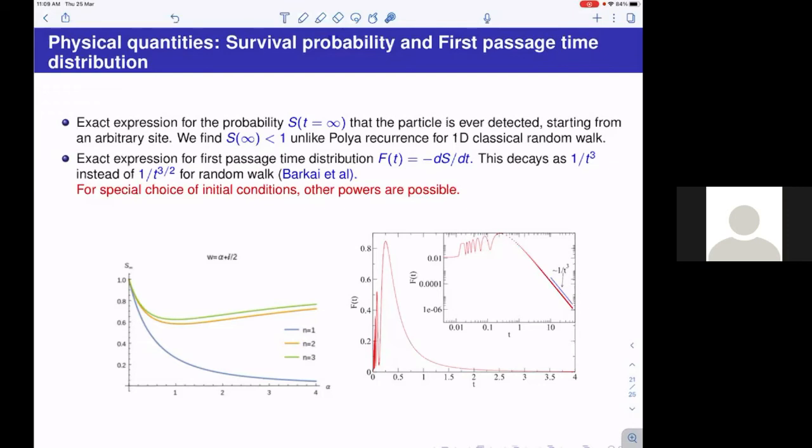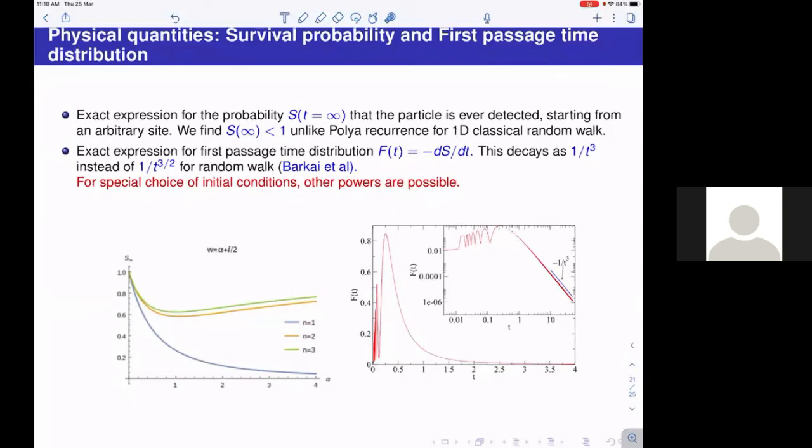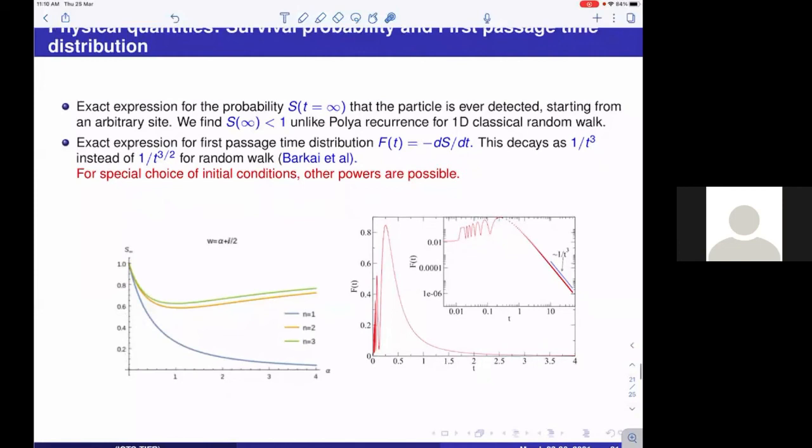Then you can ask what is the probability of first detection at time t, and we found that this decays as 1 by t cubed, which is different from the random walk, which is 1 by t to the power 3 by 2. Again, this was first pointed out by Eli and co-authors. One other interesting fact is that in this continuum case, there are special choices of initial wave function for which, instead of 1 by t cubed, you can get a higher decay rate, for example 1 by t to the power 5.